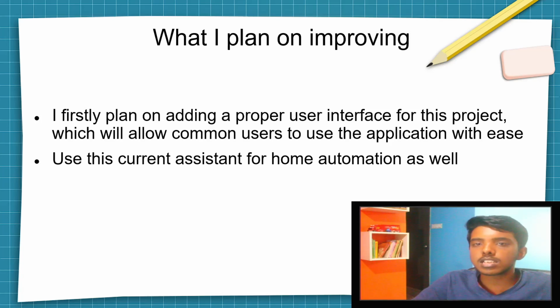And the second one is another big selling point of the current virtual assistant devices is that they are very good for home automation. Like I can just say, hey, assistant, turn off the lights. That's amazing. I really like that aspect. And I want to add that part of home automation into this as well. So that's my current plans on improving my project.